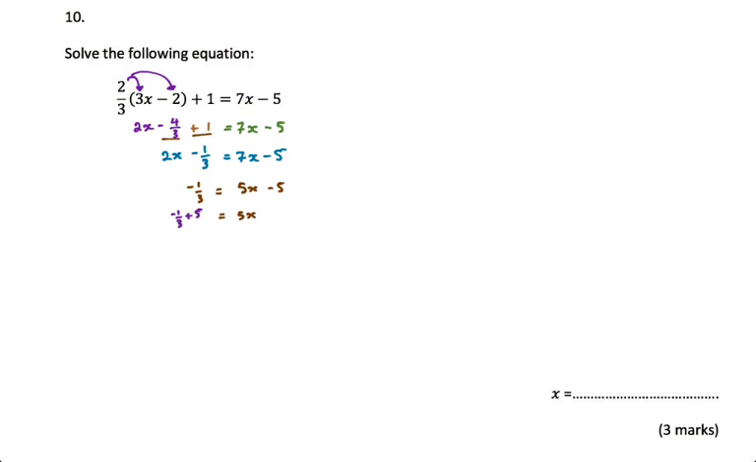Minus a third plus 5, well, if you think about that, that's minus a third plus 15/3, which is going to be 14/3. Okay, and now to find out what x is, you're going to divide both sides by 5. You could write the answer straight away as being 14/15, or if you want to check that, you might do 14/3 divided by 5, which is the same as 14/3 times a fifth, and 14/3 times a fifth is going to be 14/15.